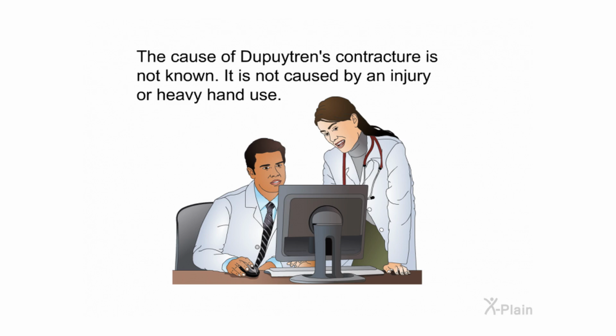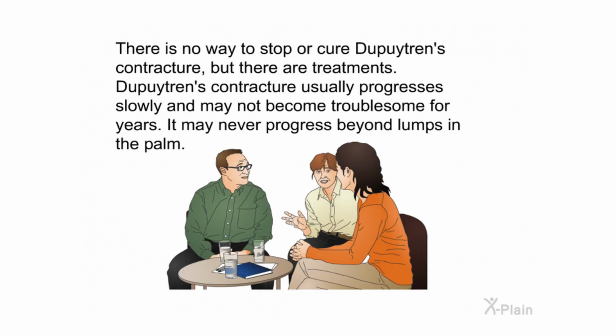The cause of Dupuytren's contracture is not known. It is not caused by an injury or heavy hand use. There is no way to stop or cure Dupuytren's contracture, but there are treatments. Dupuytren's contracture usually progresses slowly and may not become troublesome for years. It may never progress beyond lumps in the palm.